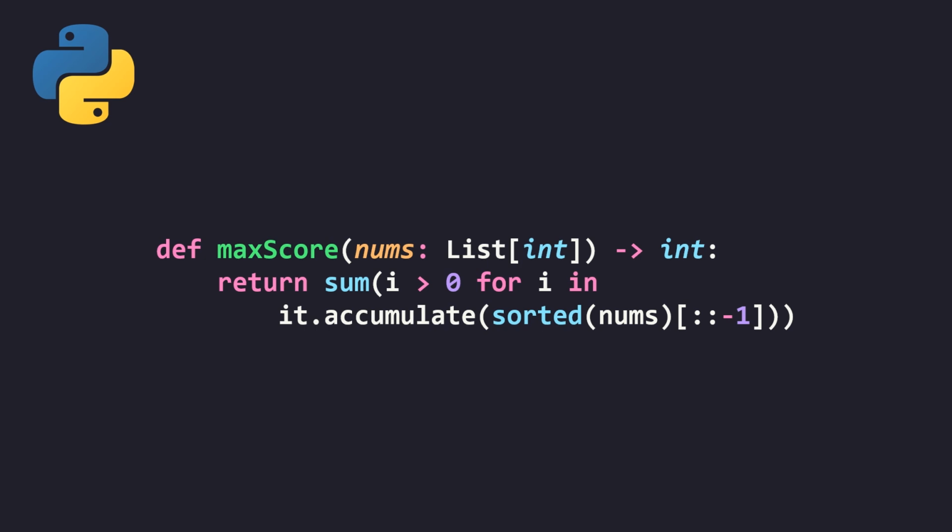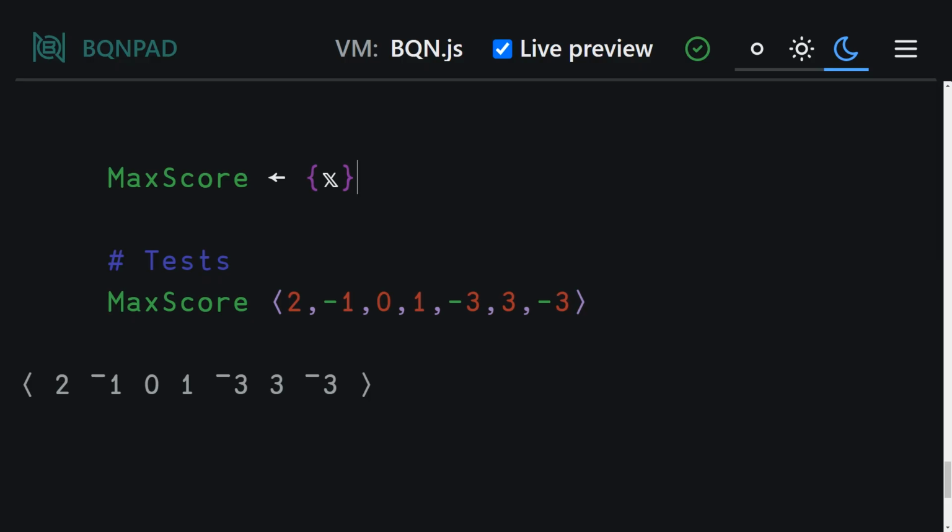So let's hop over to BQN pad. Here we are in BQN with the same test case that we saw in Python and in LeetCode on LeetCode.com. First thing we need to do is sort our list of numbers. So this is what we did in Python, from smallest to largest.